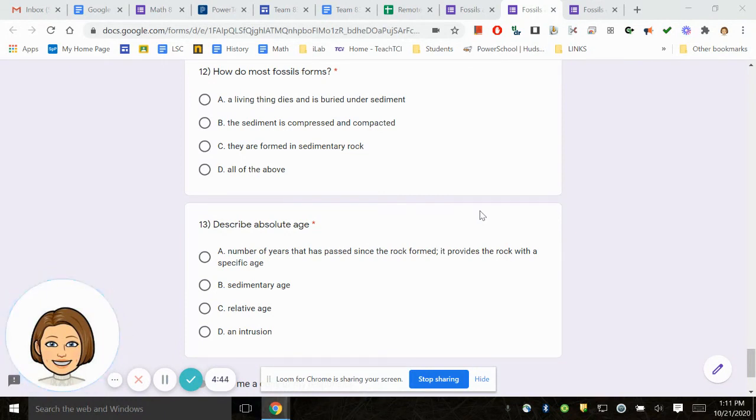Number 12, how do most fossils form? A, a living thing dies and is buried under sediment. B, the sediment is compressed and compacted. C, they are formed in sedimentary rock. D, all of the above.